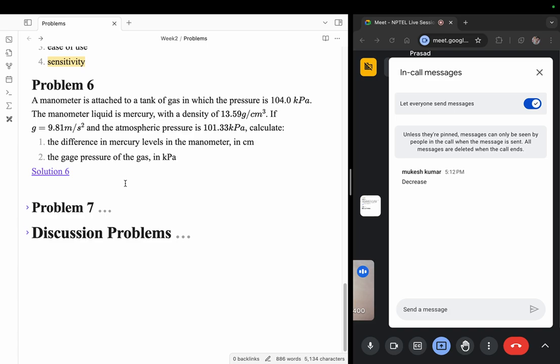There is a manometer attached to a tank of gas. The gas pressure is already given to you as 104 kilopascal. Inside the manometer, the liquid is mercury, the density is given to you, and acceleration due to gravity is provided. It says the atmospheric pressure is 101.33 kilopascal. Instead of solving the first part, you can directly solve the second. What is the gauge pressure in this case? We have already defined what gauge pressure is. There is a manometer, one end is inside the tank and the other end is exposed to atmosphere. So what will be the gauge pressure?